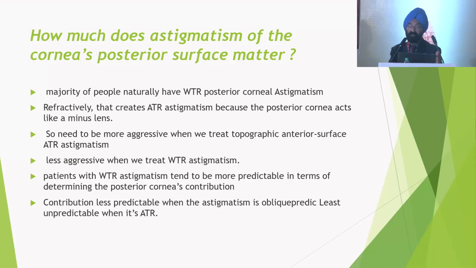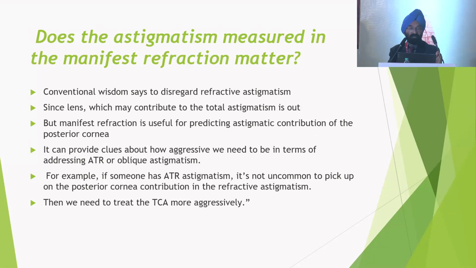How much does astigmatism of the posterior corneal surface matter? It is important because the majority of people naturally have WTR posterior corneal astigmatism, but it translates to negative WTR, so it becomes against the rule astigmatism. So that implies that if there is ATR astigmatism, we have to be more aggressive in treating this compared with with the rule astigmatism. Does the astigmatism measured in the manifest refraction matter? Conventional wisdom says to disregard, but it is important because it gives us some idea about the posterior corneal astigmatism, and then this value can be useful.